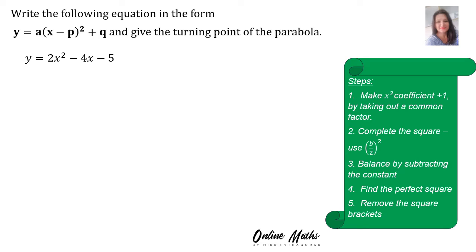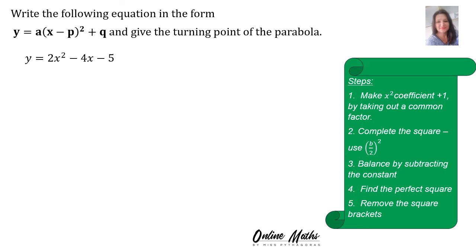Let's do another example. Write the following equation in the form y is equal to a bracket x minus b squared plus q, in other words turning point form, and give the turning point of the parabola. And then I give you this parabola, y is equal to 2x squared minus 4x minus 5.